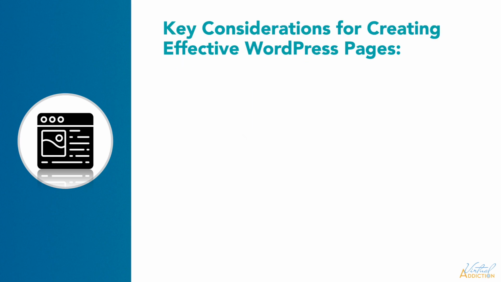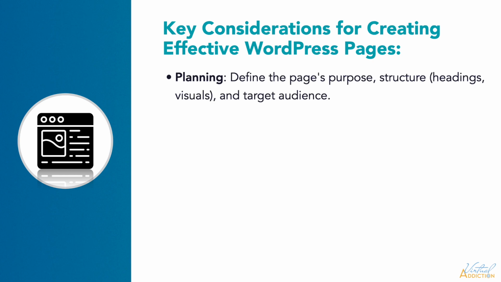Before we get into building the pages, I just wanted to mention a few key points that you should keep in mind when you're creating pages in WordPress. It's always important to make a plan. So you'll want to define the page's purpose and the target audience, and you'll want to think about how you're going to structure the content. What sort of headings are you going to use? Are you going to use visuals like images, videos, bullet points, or other types of media for improved readability?